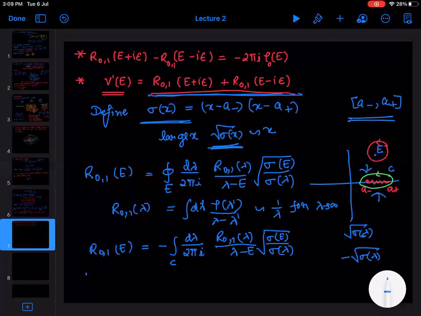Yes, she's being more specific, right? She's saying A minus is the minimal and A plus is the maximum, which is the same thing.